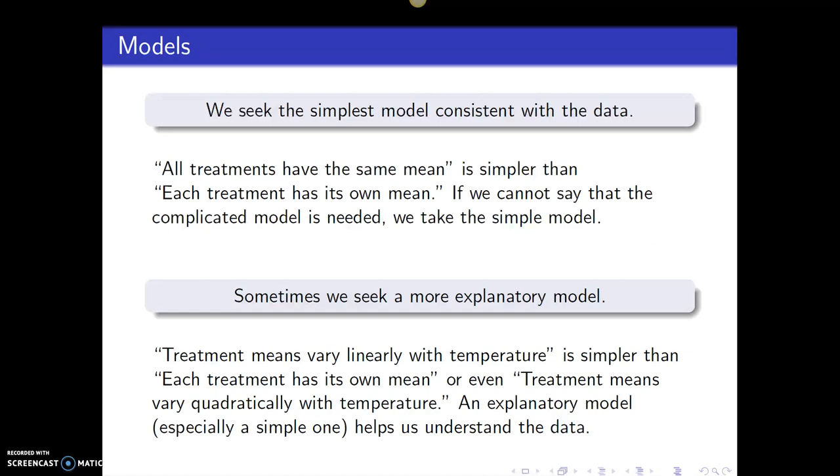And sometimes we seek a model that explains things. So we may be able to find evidence that the treatment means vary linearly with temperature. So we see as the temperature rises, the means increase or decrease systematically. That's a good explanatory model that we want to be able to report when that is true. We may also be able to say that they vary quadratically with temperature. That often is the case. And we'll learn how to fit those kinds.